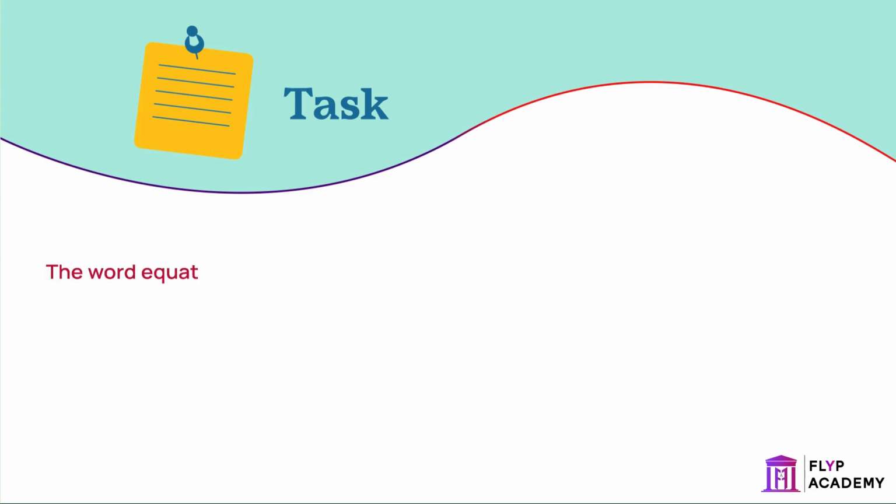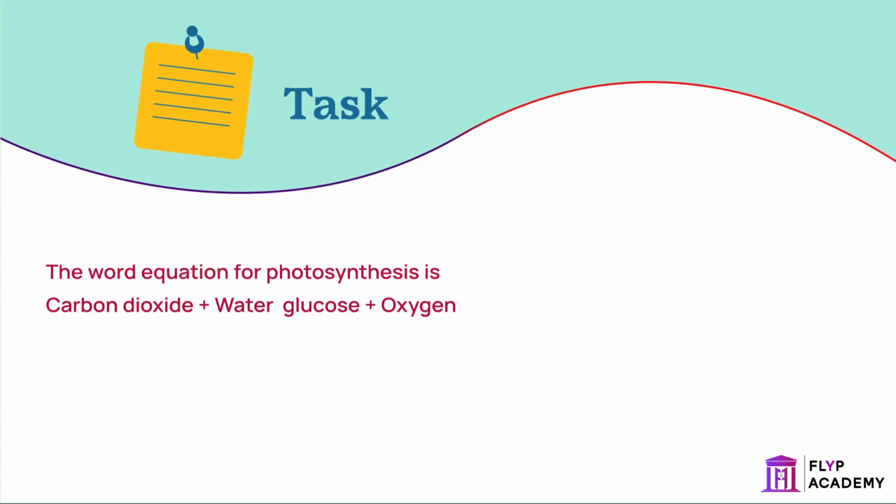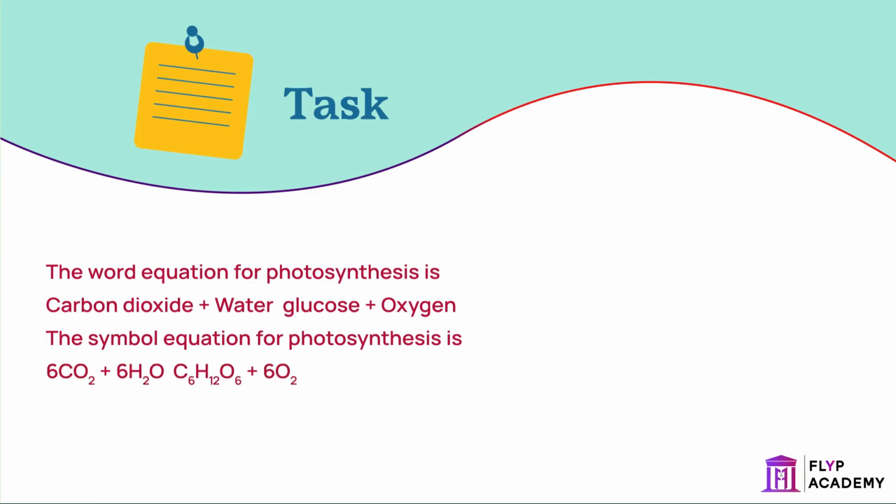The word equation for photosynthesis is as follows. This reaction always requires light, as energy is required to assemble the glucose molecule. The symbol equation for photosynthesis is as follows. Notice that the equation is balanced so that there are the same amount of each different atom on both sides of the equation.